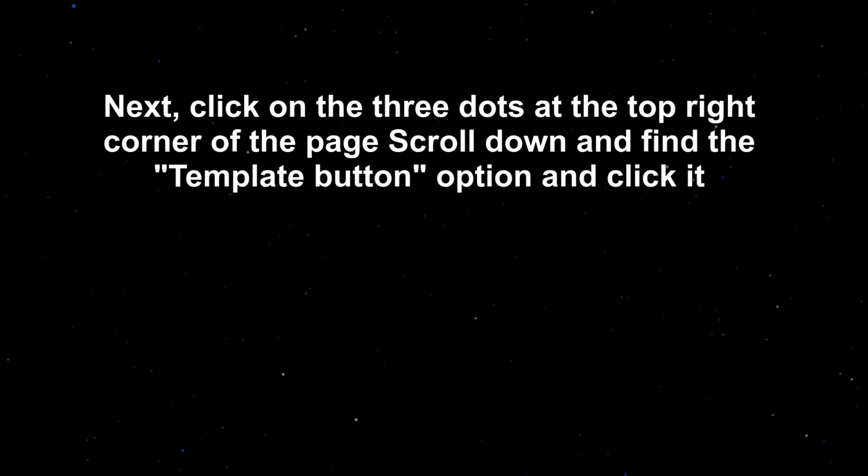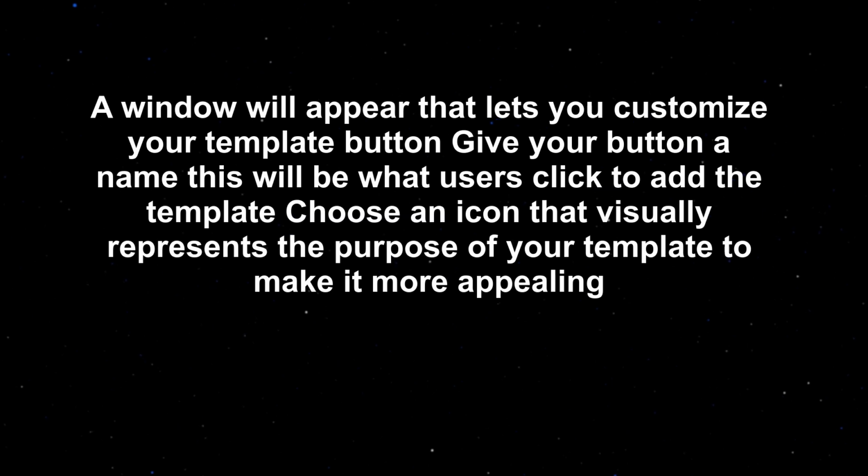Next, click on the three dots at the top right corner of the page. Scroll down and find the template button option and click it. A window will appear that lets you customize your template button. Give your button a name. This will be what users click to add the template. Choose an icon that visually represents the purpose of your template to make it more appealing.